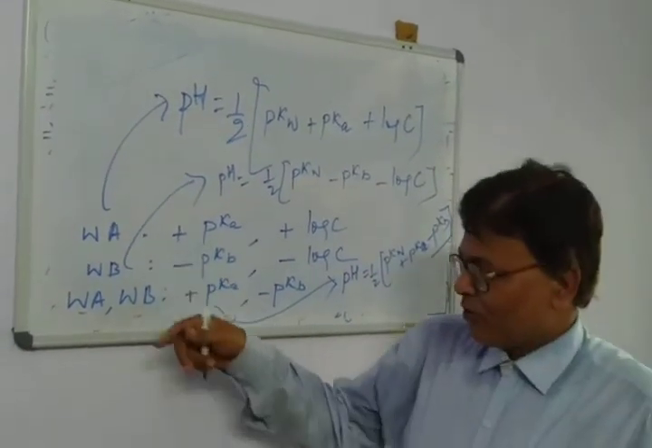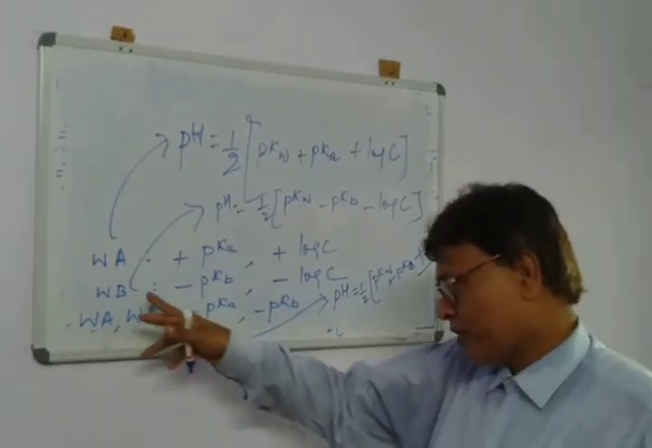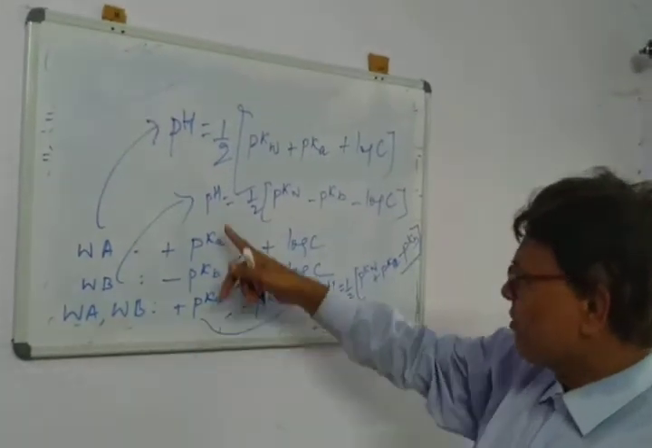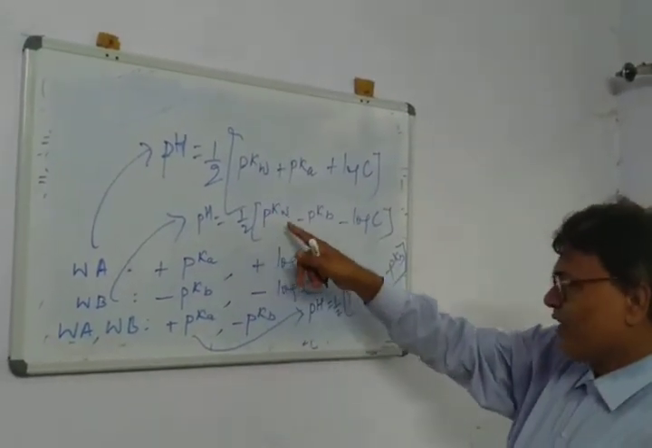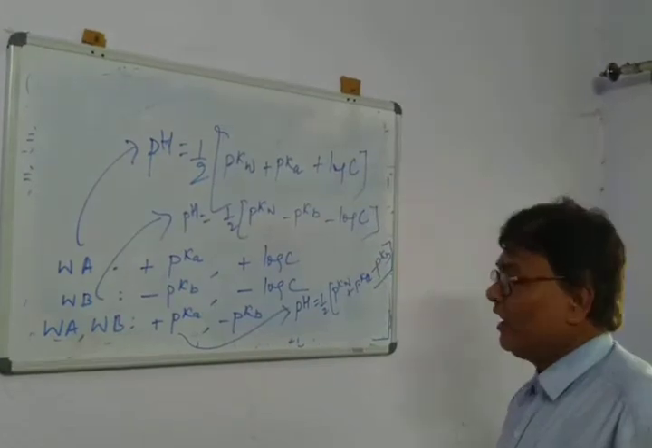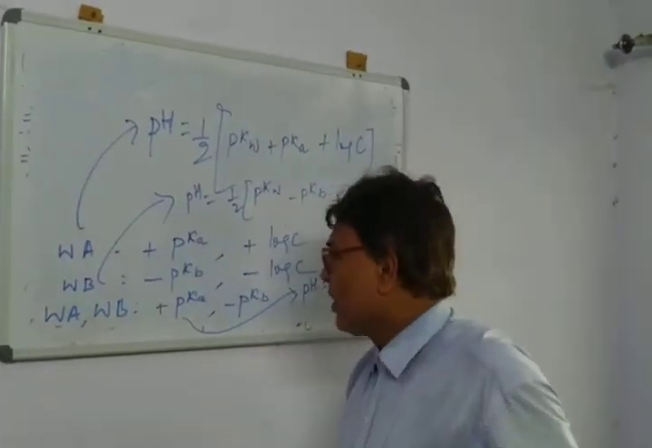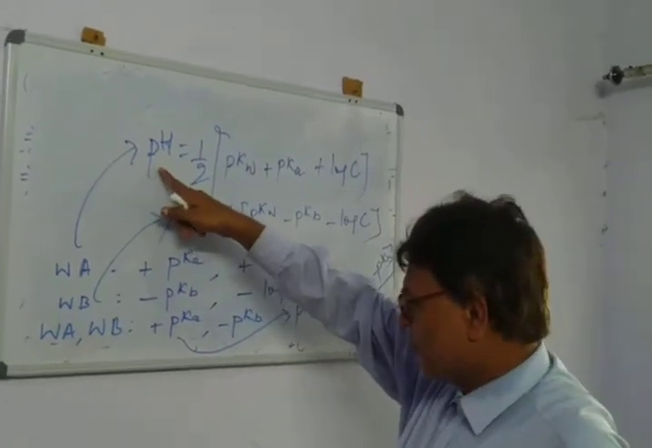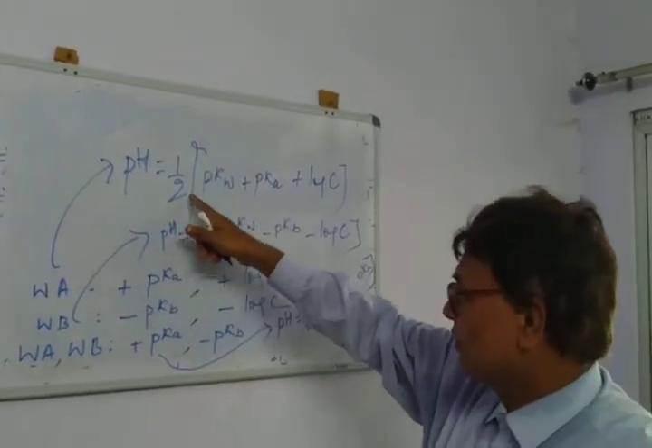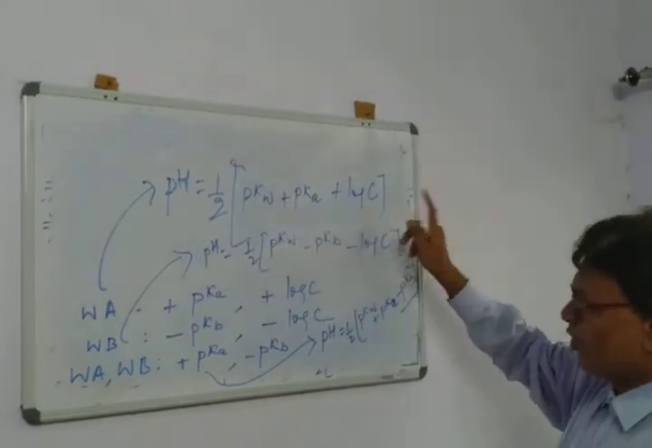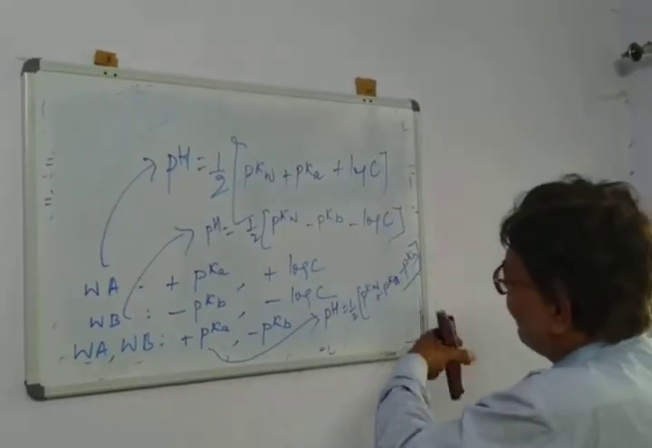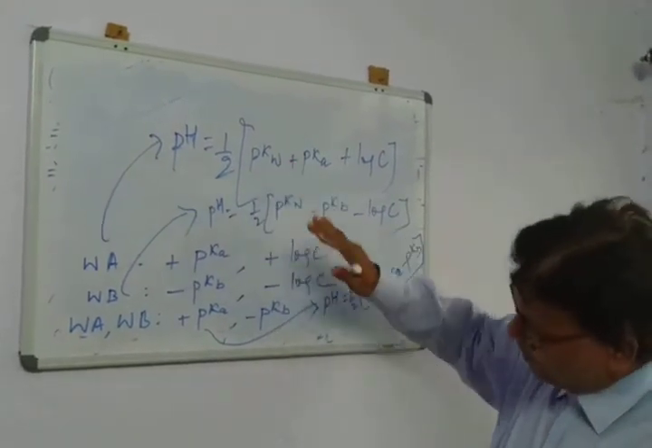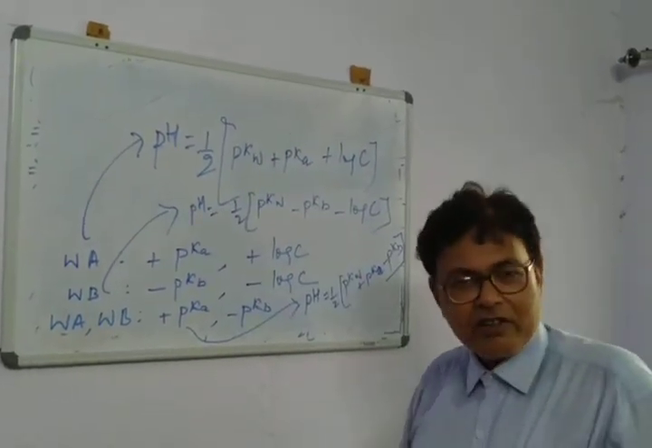For hydrolysis of salts, or for salt solution, when we have weak base and a strong acid, pH is equal to half into pKw minus pKb minus log C. In case we have weak acid and a strong base, then pH of the salt solution will be equal to half into pKw plus pKa plus log C. So you need not remember all the three expressions, they can be derived, and this is a beautiful pattern we can remember. This will serve you as mnemonics.